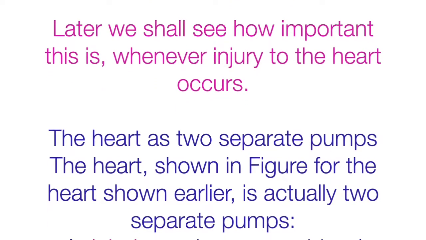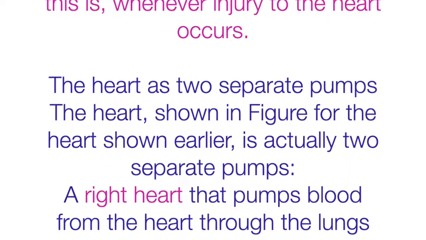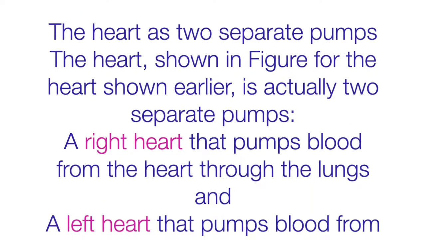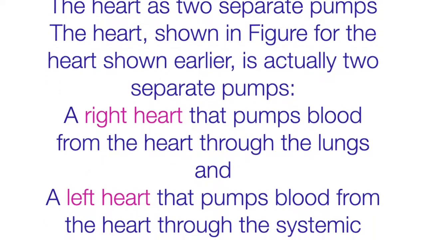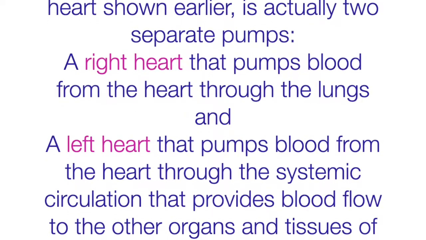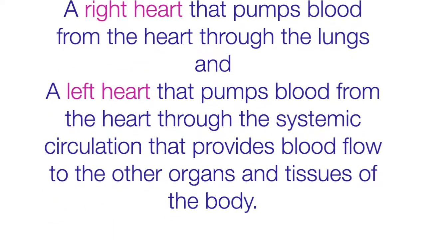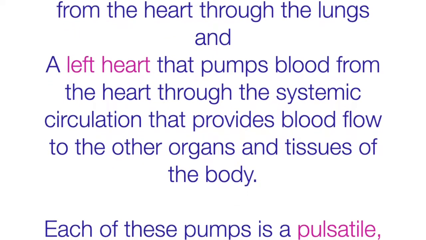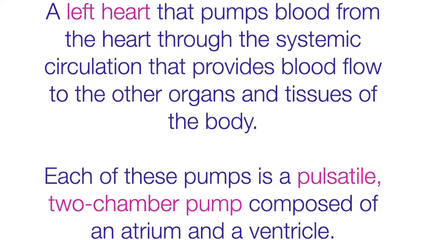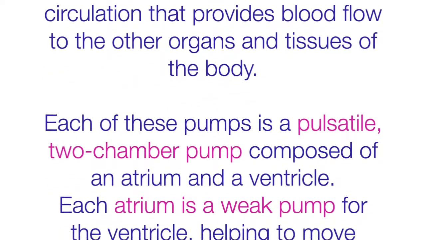The heart has two separate pumps. We have earlier seen in the figure of the heart that the heart works as two separate pumps: a right heart that pumps blood through the lungs, and a left heart that pumps blood through the systemic circulation that provides blood flow to the other organs and tissues of the body.